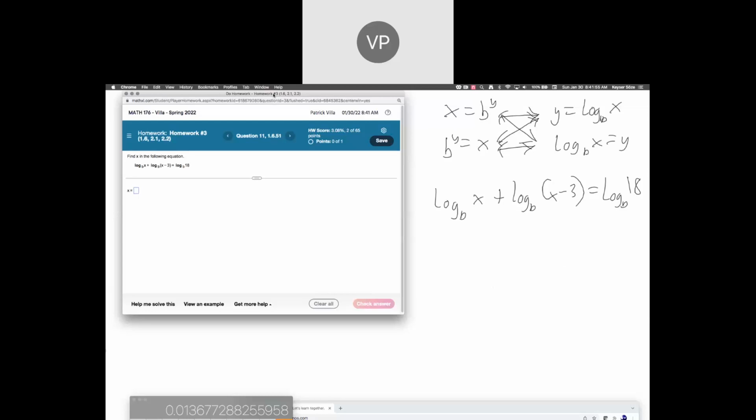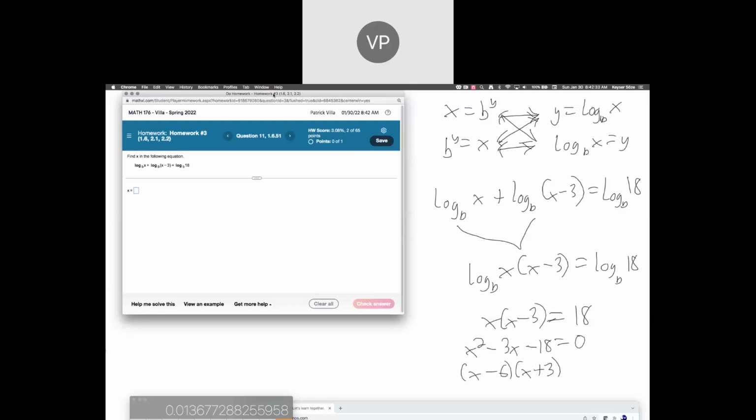So the fix is, we want to use our property and let's combine these. And remember the rule. If you have the same base and you're adding them, you can write them as a single log that's being multiplied together. Now, because you have one log equals one log, you can cancel the logs and you only have the things inside. So that's when you can cancel both sides, not in the first step. So at this point, I'm just going to solve, and I'm going to bring the 18 over. And once again, our favorite process, factoring. I get x equals 6, x equals negative 3.